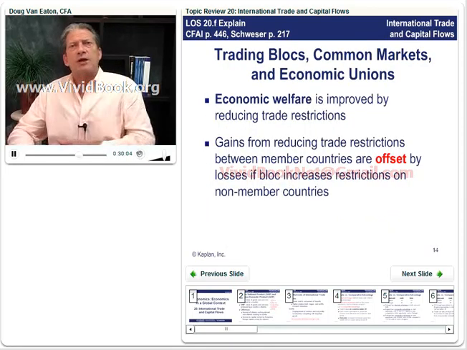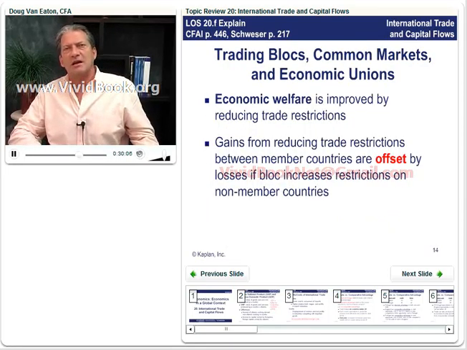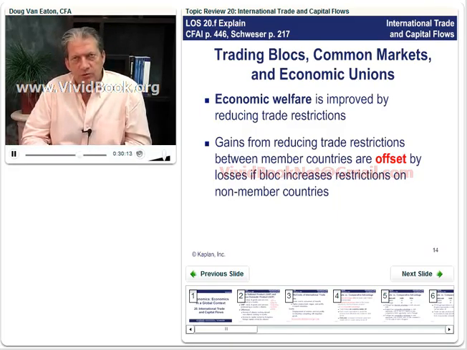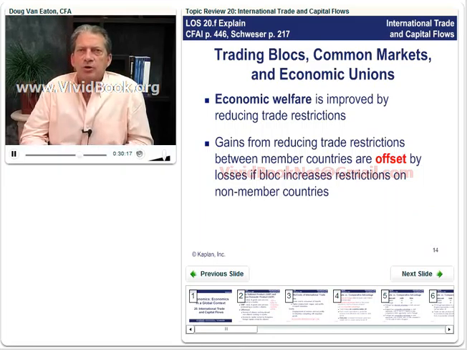Now we got to talk about trading blocks, common markets, and economic unions. We know that economic welfare is improved by reducing trade restrictions. We're telling this story very consistently. Gains from reducing trade restrictions between member countries are offset by losses if the bloc increases restrictions on non-member countries.